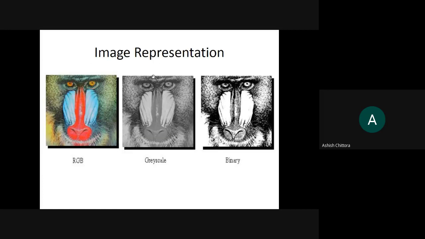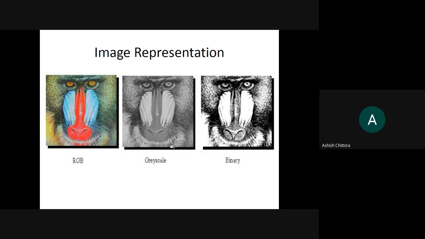Again, image representation. So we have seen the monochrome images, which are grayscale images. The center image is a grayscale image. There can be color images also. A color image, you can see, is represented here by RGB, and there are binary images. So these are the three different nomenclatures we will use.